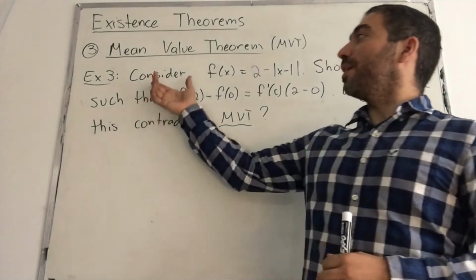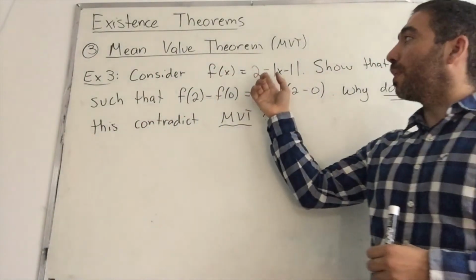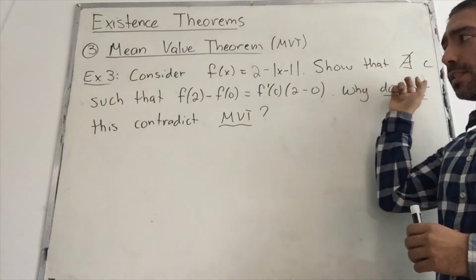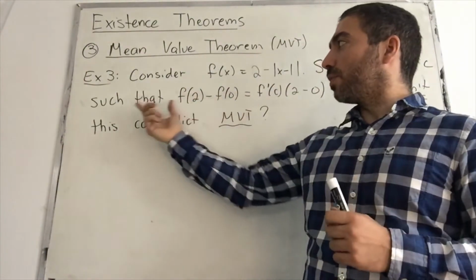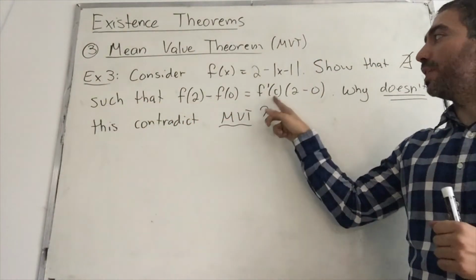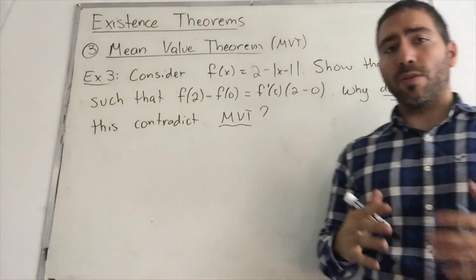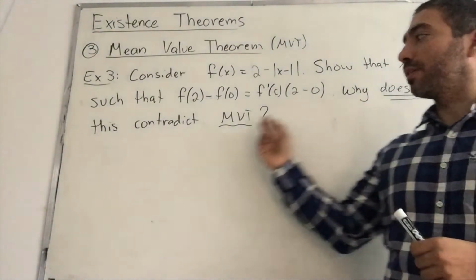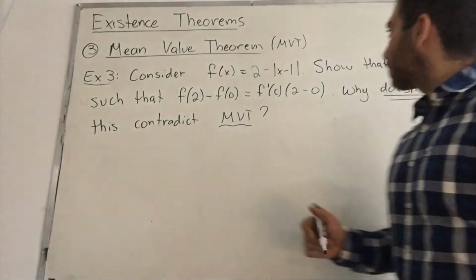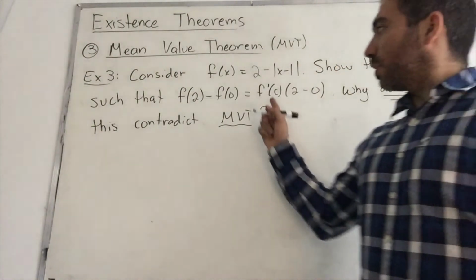So in this example over here, it says to consider the function f of x equals 2 minus the absolute value of x minus 1. It says show that there does not exist a c in the interval 0 to 2 such that f of 2 minus f of 0 equals f prime of c times 2 minus 0. And explain why this does not contradict our mean value theorem, MVT. Okay. So let's begin with this.